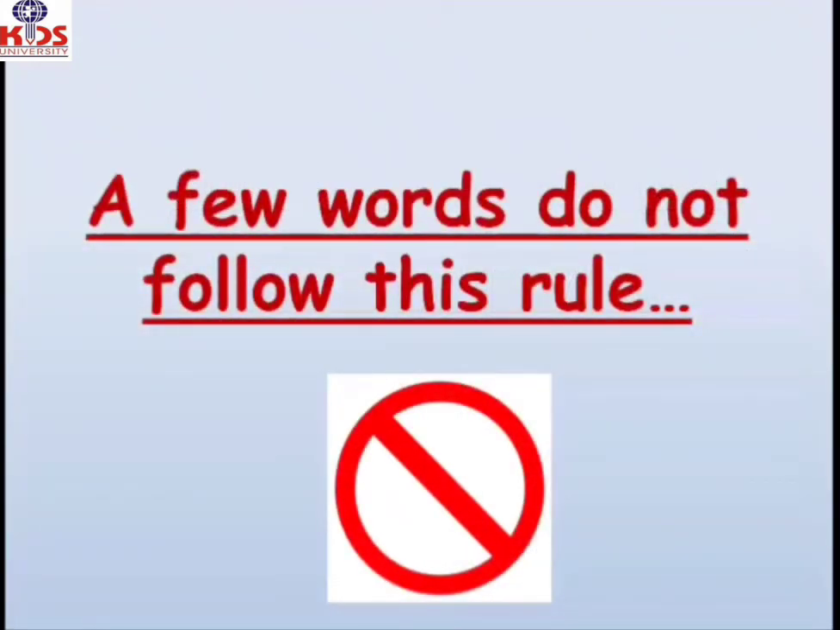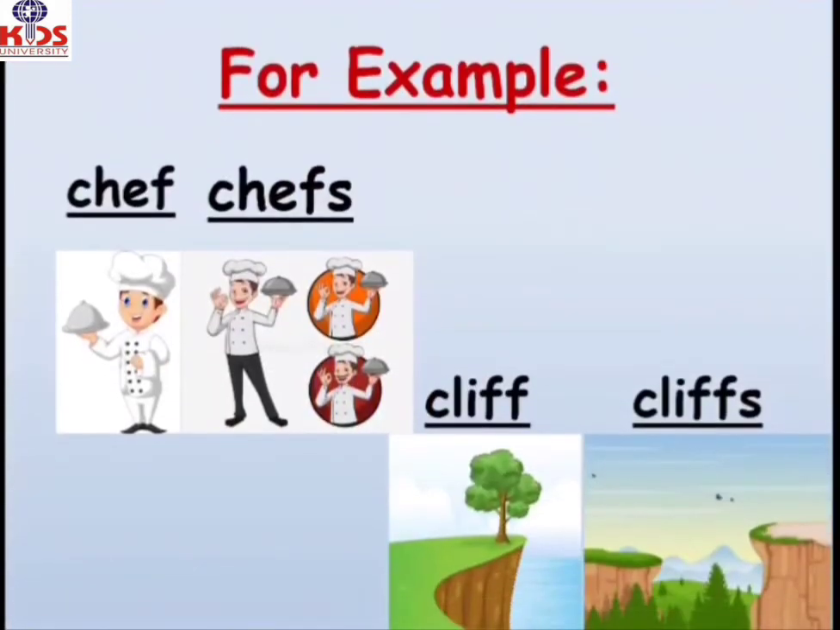But remember, few words do not follow this rule. Such as, the plural form of chef is chefs. We have only added s in it. We do not add ves here. In the same way, the plural form of cliff is cliffs.